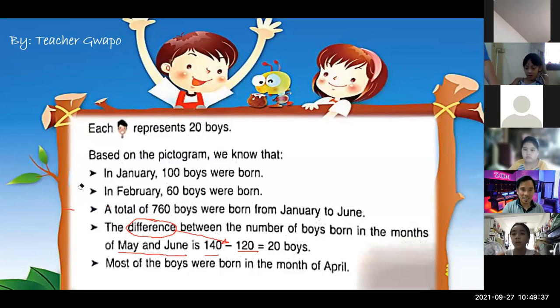Now allow me to erase this one. Okay, I will erase it. And then we will proceed on page 205 here.